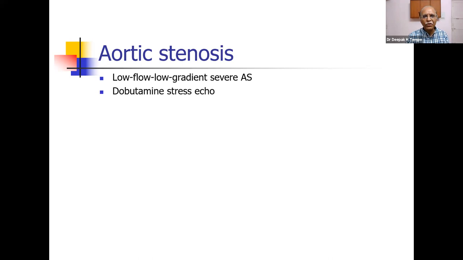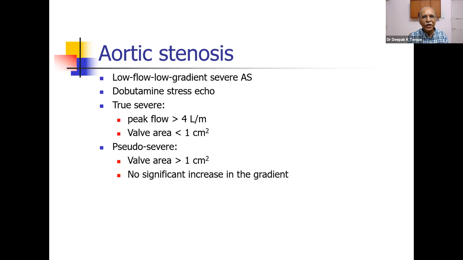And for that, you perform a dobutamine stress echo. And if you find that the peak flow velocity increases to more than 4 meters per second, which means that the gradient has increased and the valve area remains less than 1 cm², that means that's a true severe aortic stenosis that you are dealing with. Whereas on dobutamine stress echo, you need to measure the gradients and the valve area every 5 minutes, or you increase the dobutamine dose in increments of 5 micrograms per kilo per minute, and you assess the patient every 5 minutes in terms of the peak flow velocity and the valve area.